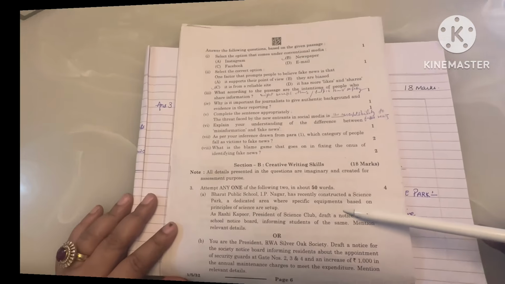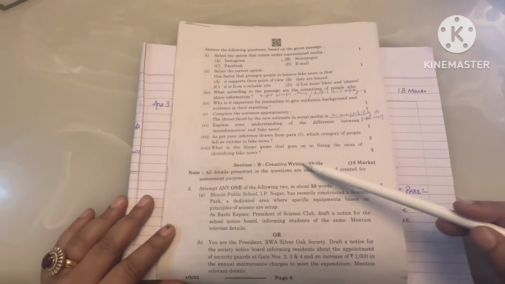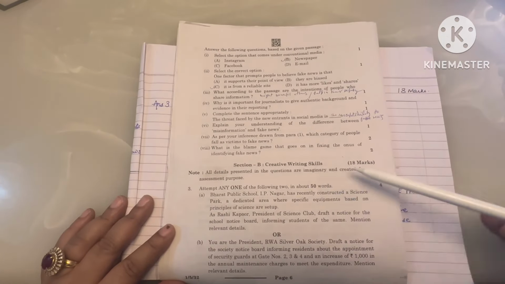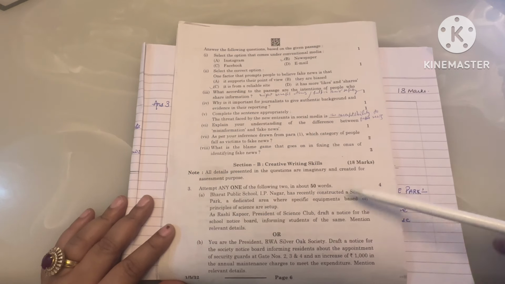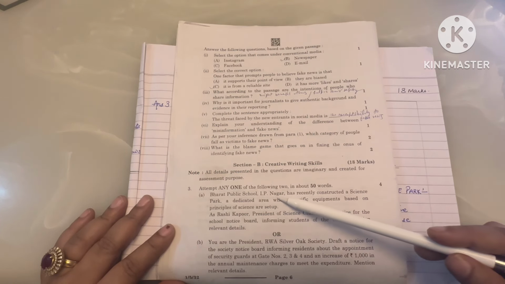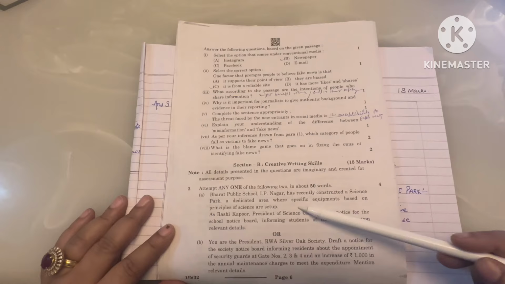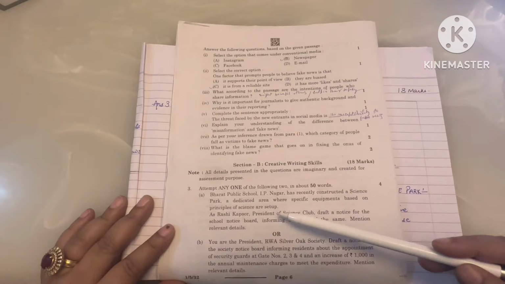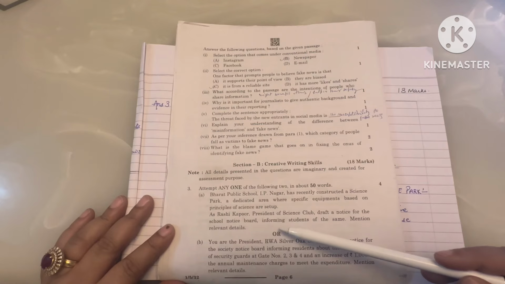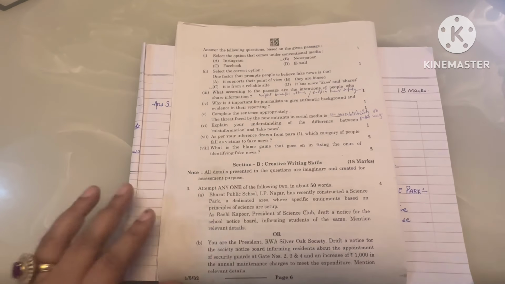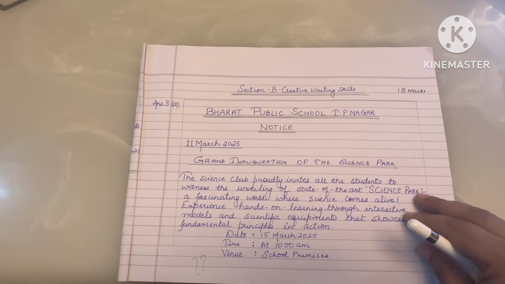So now here's question number 3 in Section B, creative writing skills, and that's of 4 marks. Bharat Public School, IP Nagar has recently constructed a science park, a dedicated area where specific equipment based on principles of science are set up. As Rashi Kapoor, president of the Science Club, draft a notice for the school notice board informing students of the same. Mention relevant details. Now let's see the correct format.